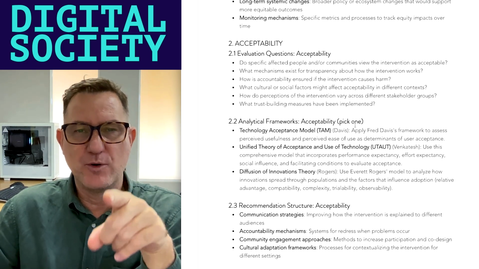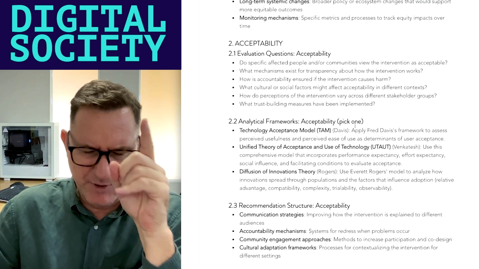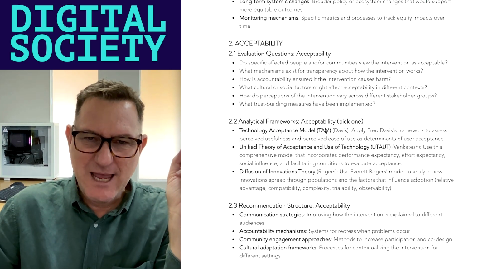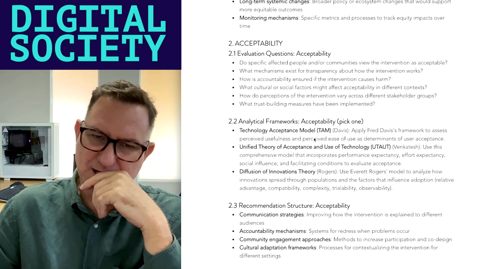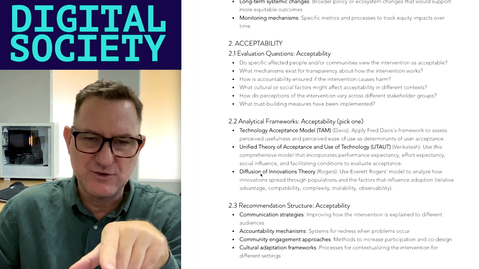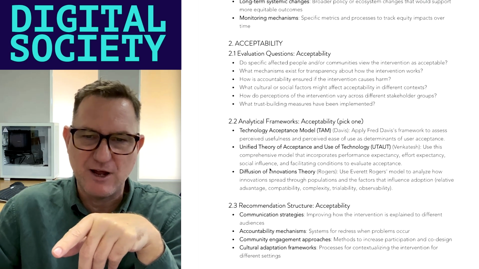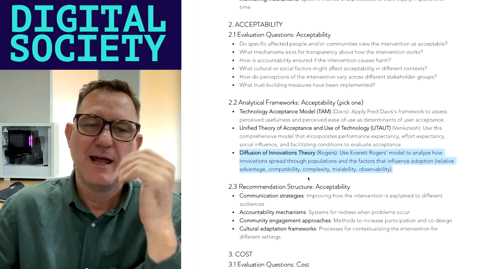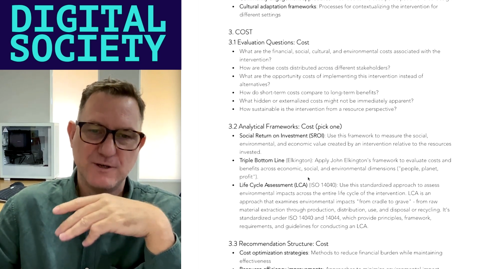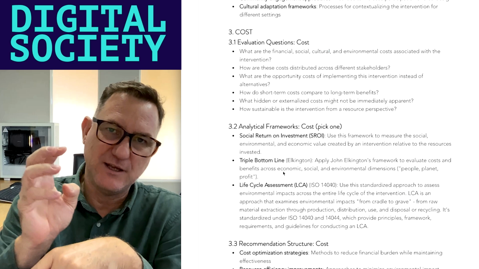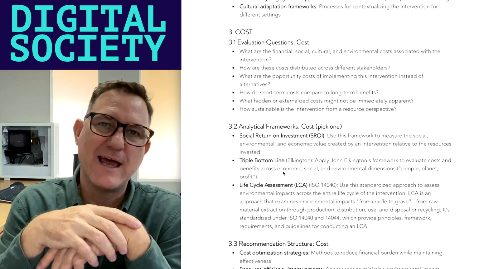Acceptability. Now, with regards to the proposed interventions, would the TAM model fit best? Maybe. Would the UTAUT fit best, or would the diffusion of innovations theory? I think this one will fit best, so I'm going to study this a little bit more. And then you repeat the process for cost. Pick one of these and learn about it, and then analyze both interventions through that lens.